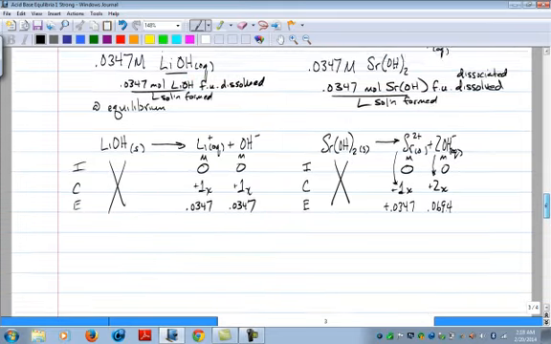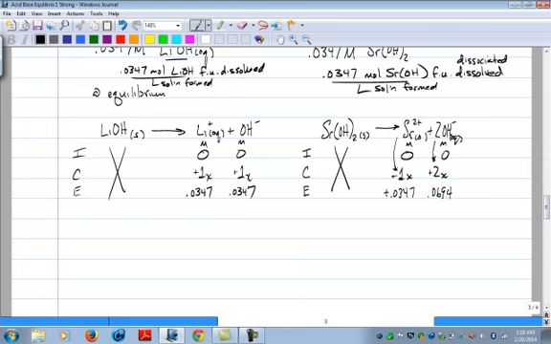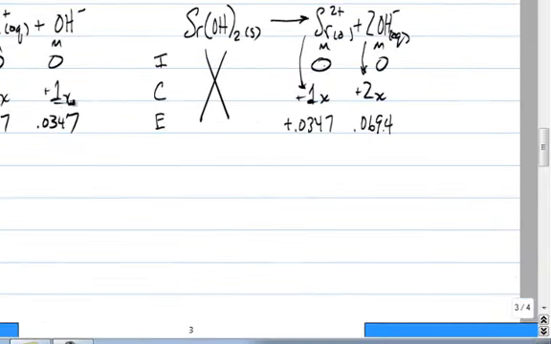Alright, so for the organizers, ICE, initial, change, and at equilibrium, you can just X out the solid line. The concentration of those solid ionic compounds won't change. The key line is the change line, which you can tell from the stoichiometry is 1x to 1x for lithium and hydroxide, but 1x to 2x for strontium and hydroxide, just by nature of the dissolving process and the stoichiometry there.